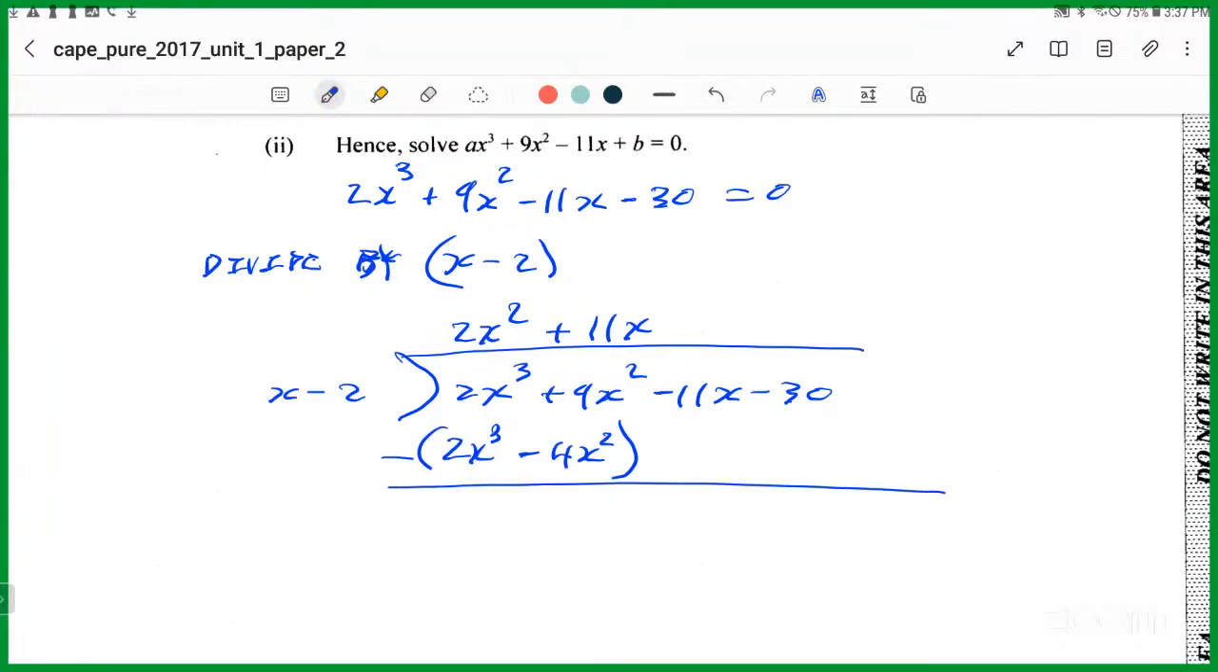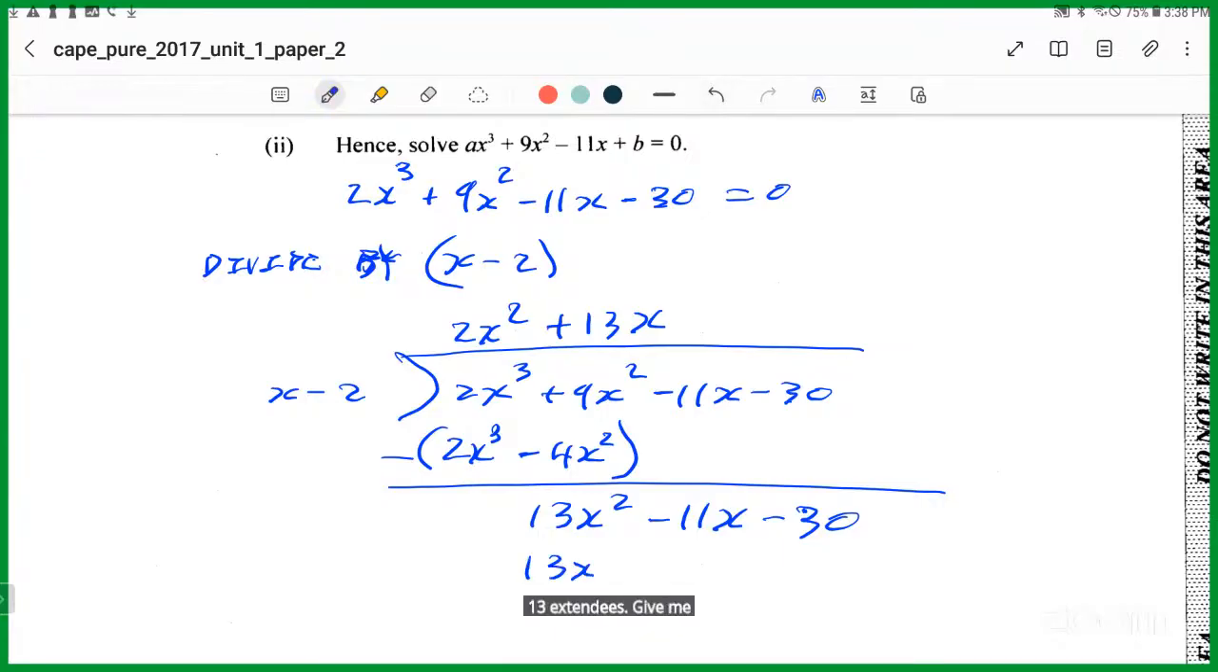Alright, good. So this times this becomes a plus. That becomes a plus, so that's plus 4 and 9 makes 13. So I get 13x squared minus 11x minus 30. And this divided by this is 13. And 13x times these, giving me 13x squared minus 26x.